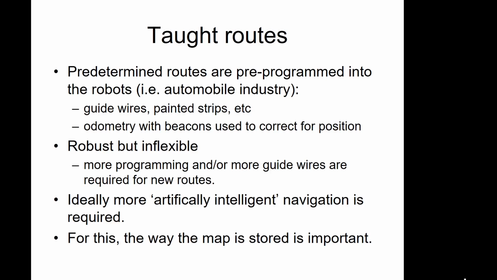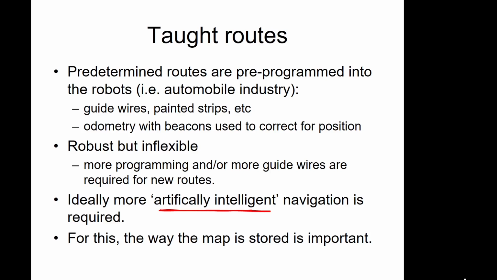So it's a good way for a robot to move around, very repeatable, a robust way, but it's inflexible as well. So although it's suitable for an environment where you're going to have a lot of repetition in the robot's job, if you want something a bit more typical of an unknown environment or unpredictable environment, then you need something more flexible. So ideally what you want is some kind of artificial intelligence incorporated into your control of the robot.